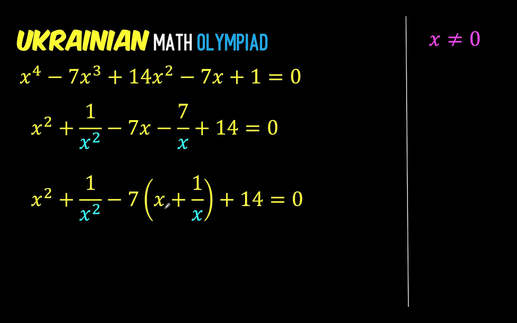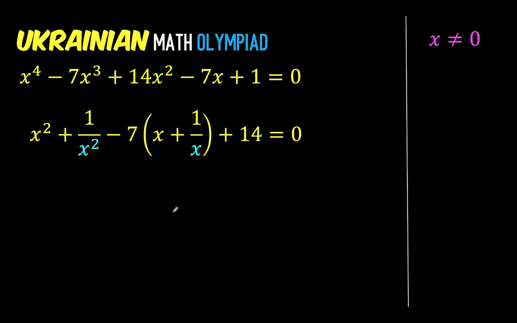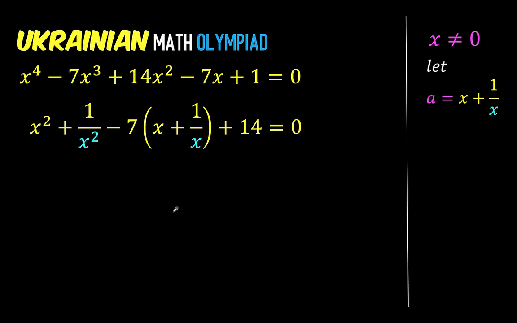So we have this term x plus 1 over x. Let's use a variable in place of this expression x plus 1 over x, and let's use the variable a for x plus 1 over x. That way, this entire binomial can now be replaced with the variable a. But we still have a complicated expression here, x squared plus 1 over x squared.